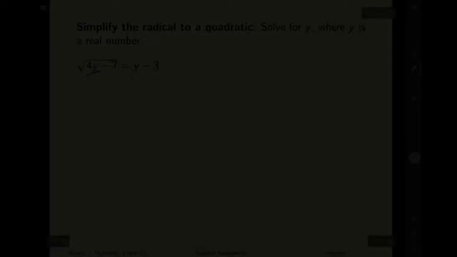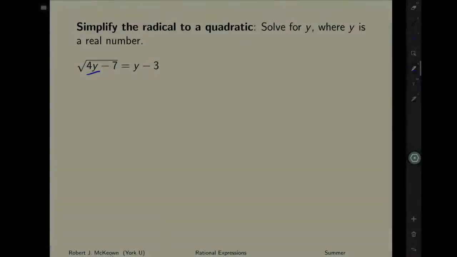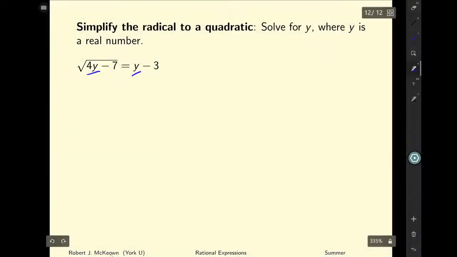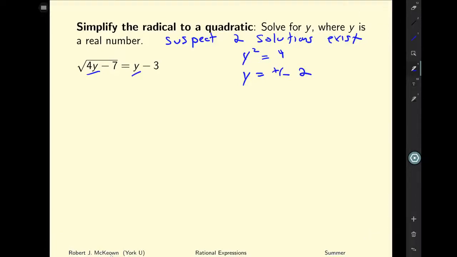We've got a square root of y here, and we've got a y to the power of 1. So I suspect two solutions exist. Just like if I have y squared is equal to 4, that's like y is equal to plus minus 2. It could be minus 2 or it could be plus 2.